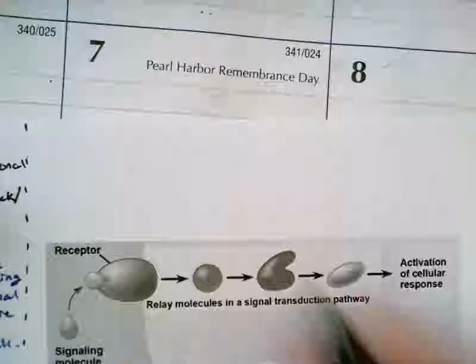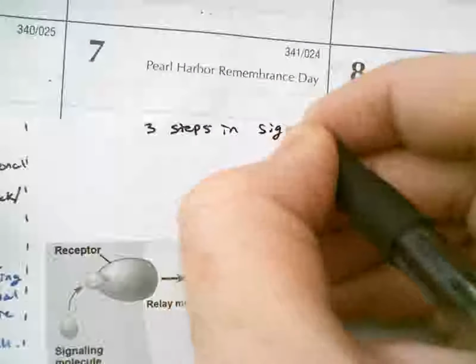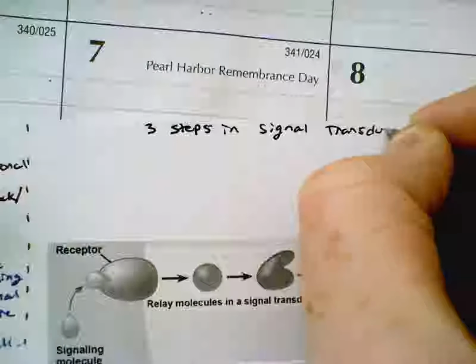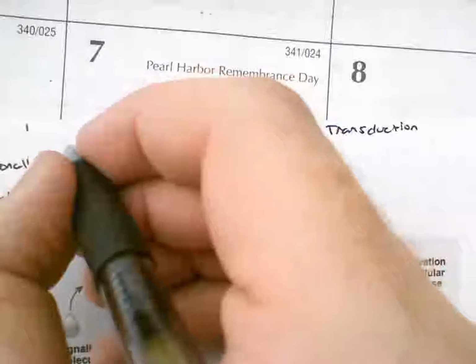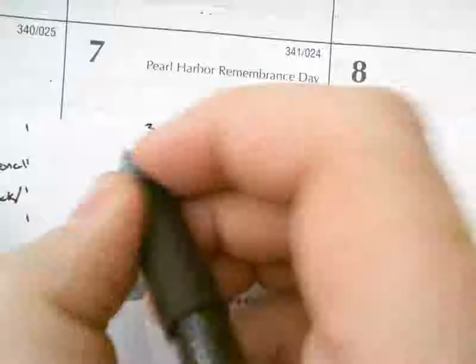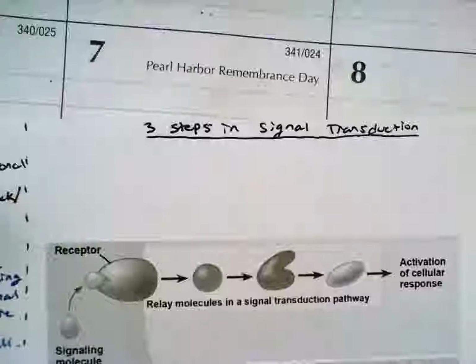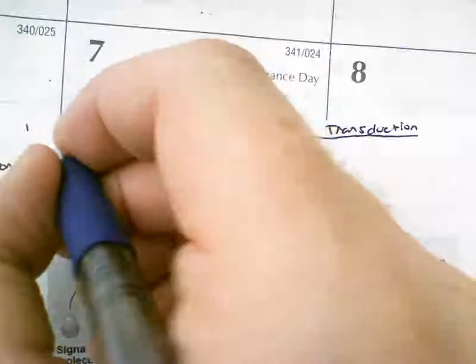The first thing we'll title this little section. Make it small though here at the top. Three steps in signal transduction. Okay, and then hug this up to the top as far as you can. The first step that we'll see, switch over here, is going to be reception.